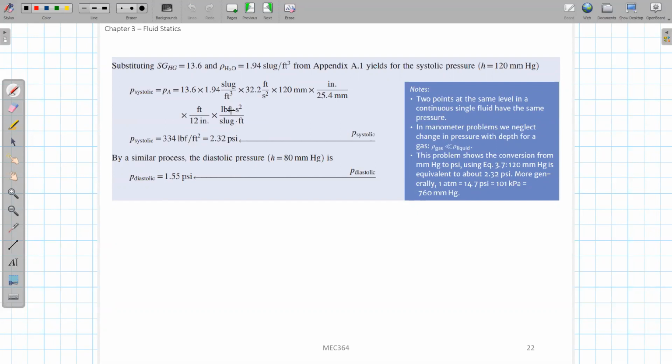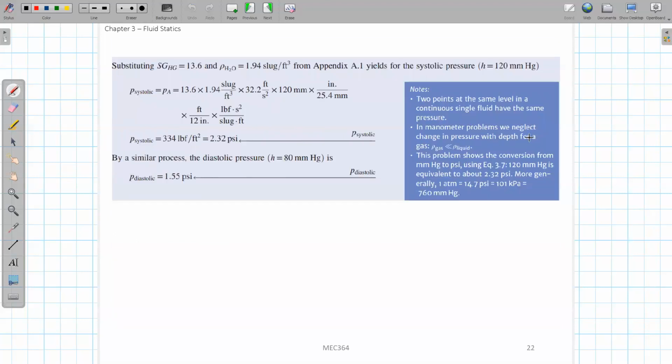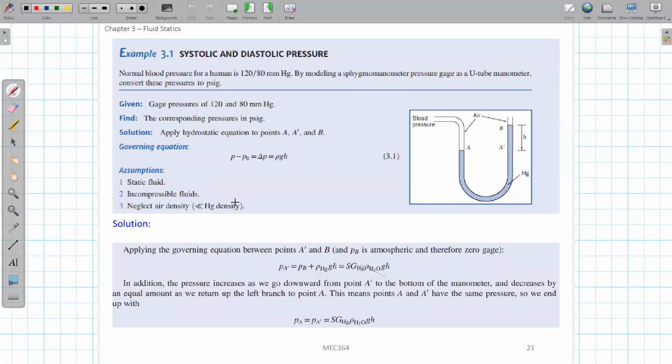So eventually we need to change feet to inch, and also the reading of this H here is in millimeters, so we also need to change it to inch. By doing all this, we can change it to the PSI value. So this is just what the final result will be, and you can do similar things for the low pressure. So what is the example problem telling us?